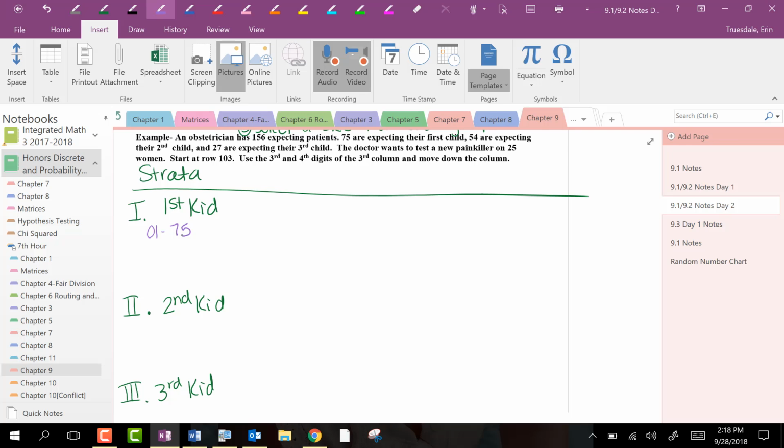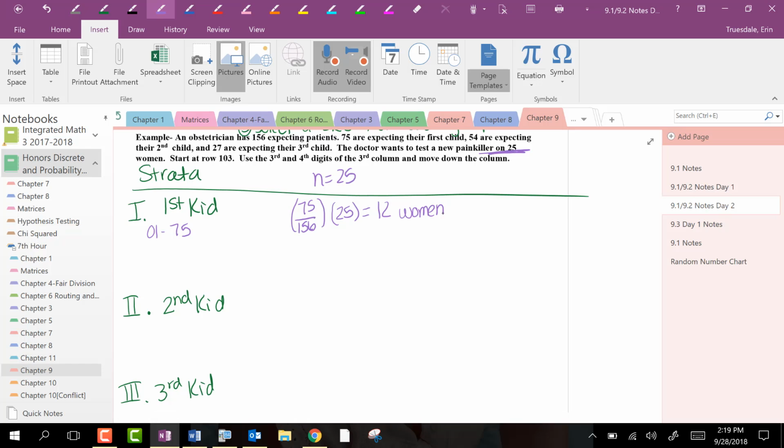Okay, so this is where kind of the quota sampling comes in. We want to make it pretty representative of the whole population. So we're going to take 75 out of the total expecting patients, 156, times how many people we want at the end to have tried this drug on, 25. If you want to write n equals 25 here, or underline it, so you know where that came from. That gives you 12. So we need to take 12 patients, or women, from this stratum.